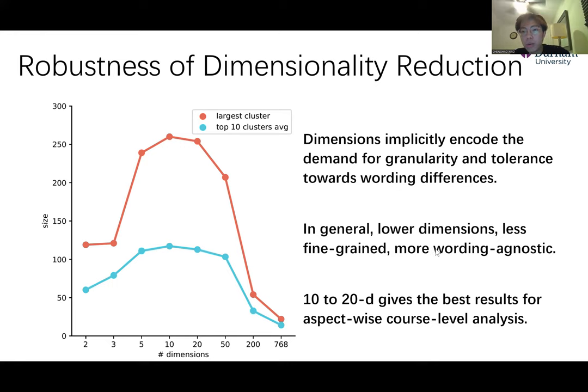And since our goal is to be inclusive of the most expressed ideas instead of being very strict about their expression, we want to select the best hyperparameter in terms of including more expressions, right? And this is in line with our evaluation metric, student coverage, assuming we should attend to the most expressed ideas first and then go to the underrepresented ideas, the outliers of the cluster and so on. So the result is that 10D and 20D give the best results for aspect-wise coarse-level analysis, which we suggest future researchers start from.